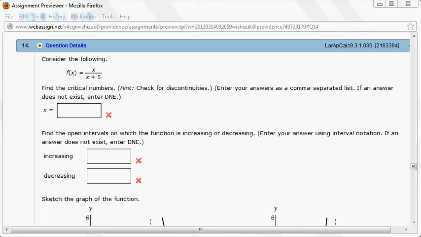Okay, let's look at homework 2.8, 3.1, number 14. We have this f of x, which is a rational function, x over x plus 5. And first, we want to find the critical numbers. So let's do that.